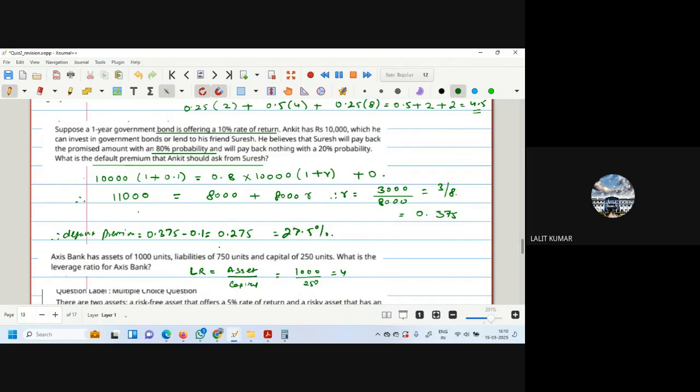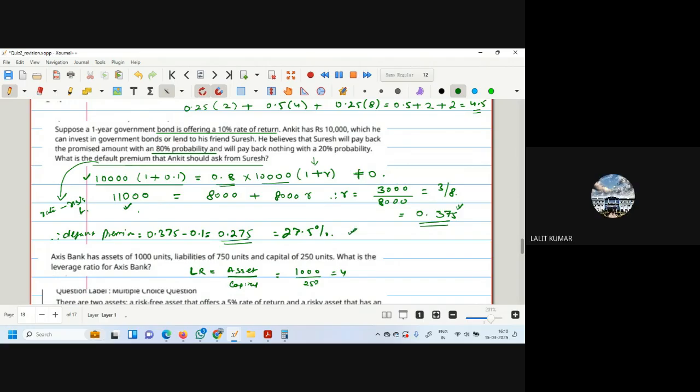So what we do is first find the return on the risk-free, which is 10,000 into (1 plus 0.1), this is 11,000. And this should be equal to 0.8 into 10,000 into (1 plus R), suppose he's charging R, plus 0. So from here, the rate of return comes to 0.375, that is 37.5%. And now remember the default premium by definition is the rate which you are charging minus the risk-free rate. So this will become 0.375 minus 0.1. So this becomes 0.275. Is this okay?